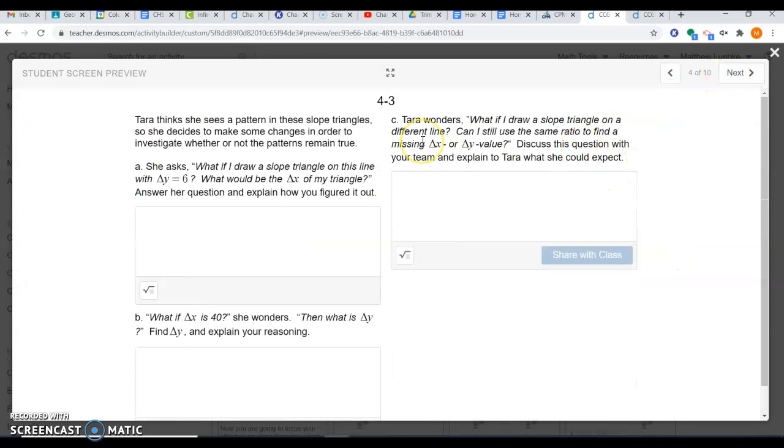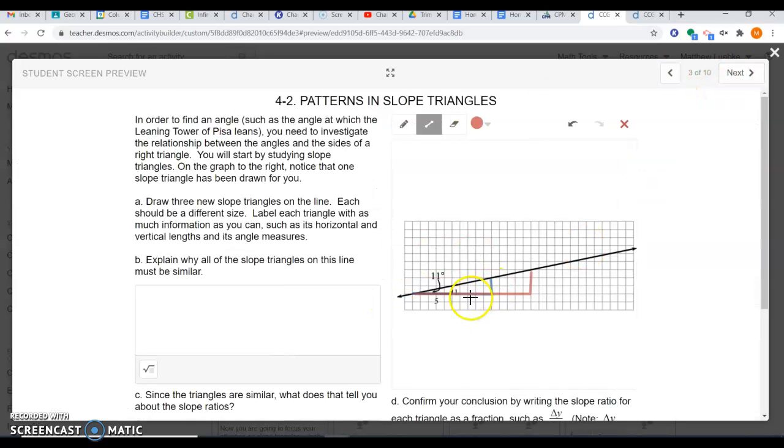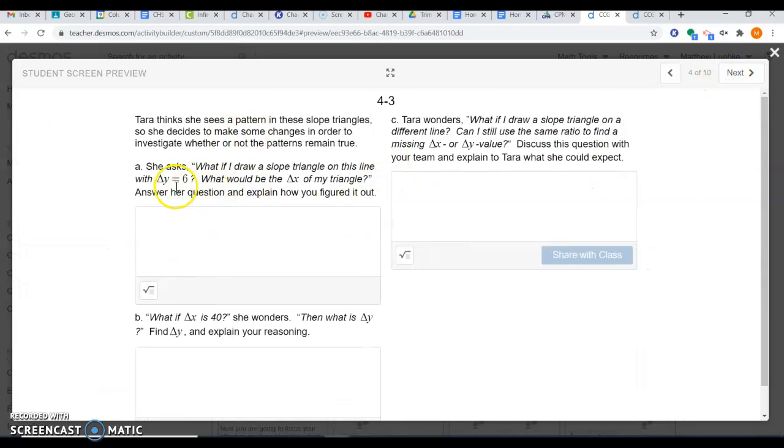Okay, here Tara thinks she saw a pattern, and I think you will too, and we're going to investigate if that pattern remains true. It says, what if I drew a slope triangle on that same line, and she had a change in y equal to 6? What would the change in x have to be then? Okay, so what I do here takes me back.